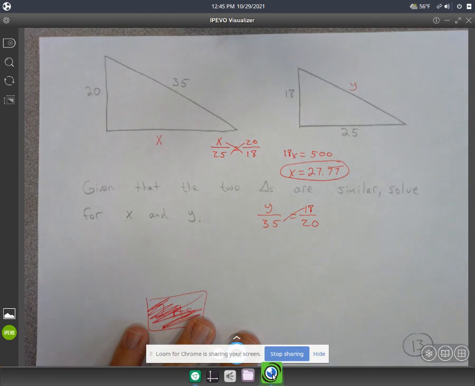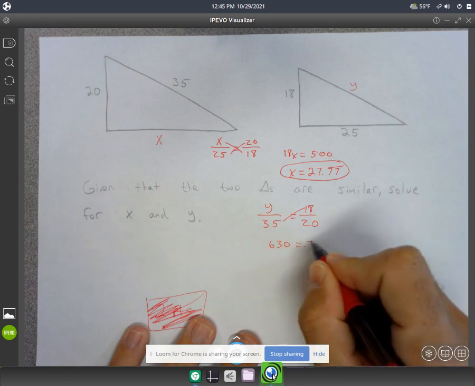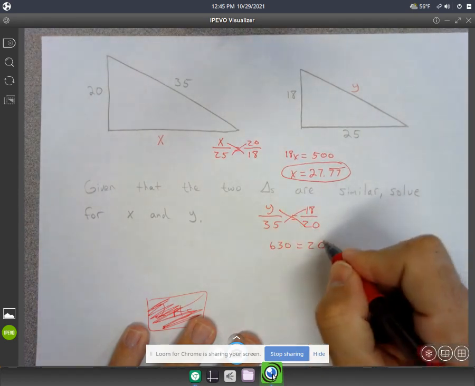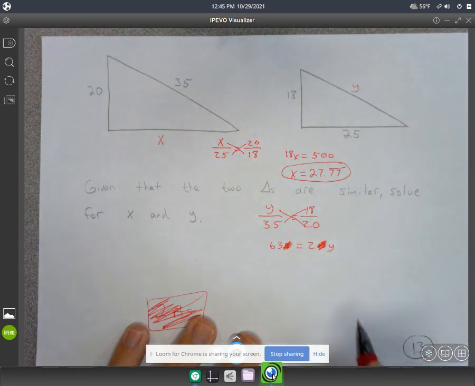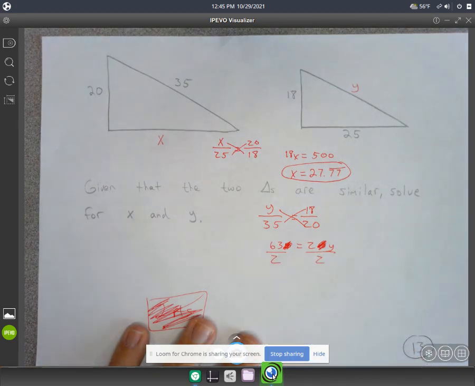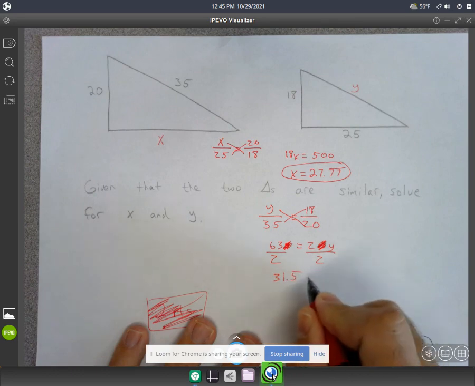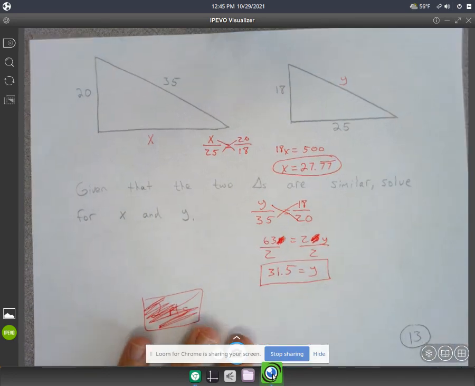35 times 18, 630 is equal to 20y. And I know I can just cross out a 0 there, divide by 10. All right, divide by 2. 63 divided by 2 is 31.5. And that is the game. Cool. Thank you.